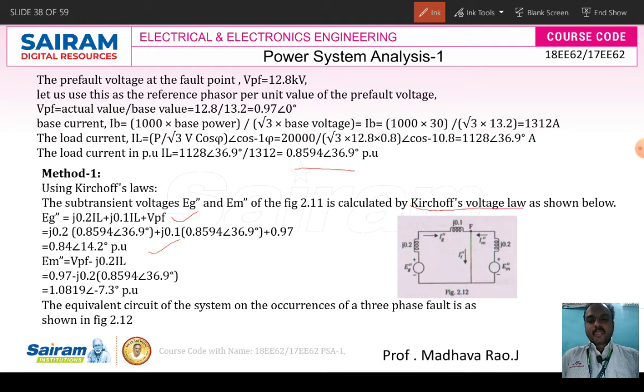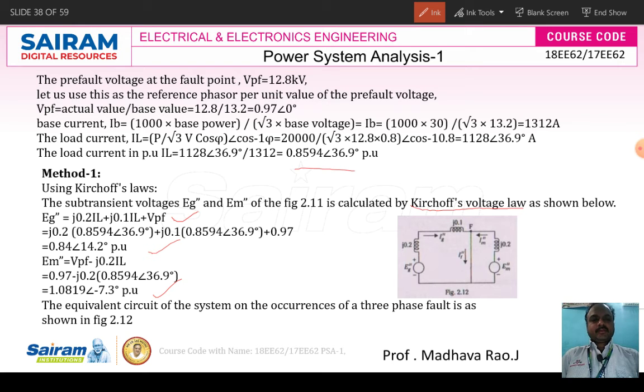Next, EM, the voltage across the motor, EM double dash. It is VPF minus j0.2 IL. VPF is 0.97 at an angle 0 degrees, minus j0.2 into IL. Substituting IL, we get 1.08819 at an angle minus 7.3 per unit. So these are the generator voltage and motor voltage we got.